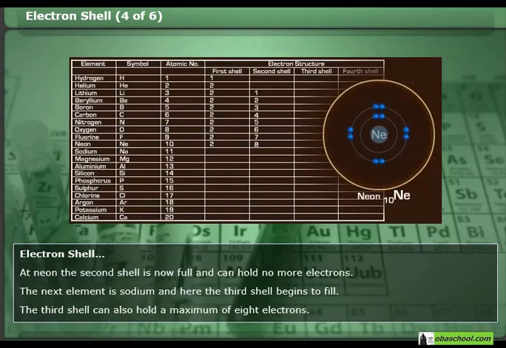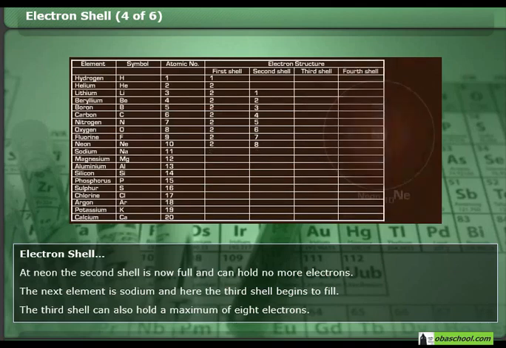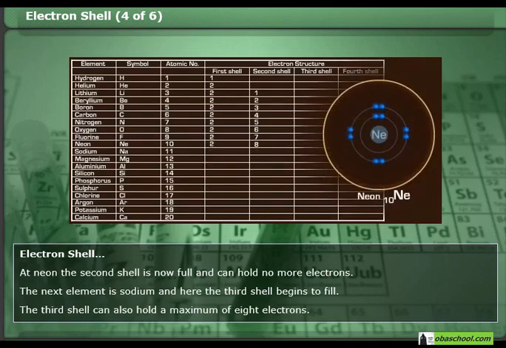With each element after sodium, an extra electron is added to the third shell. This is seen for magnesium, aluminium, silicon, phosphorus, sulfur, chlorine, argon.